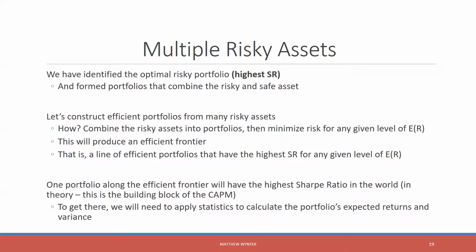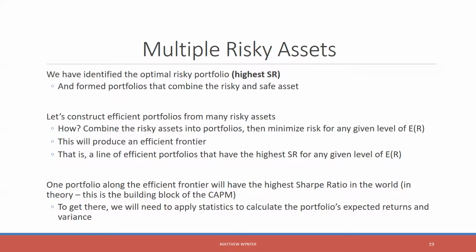Again, we've identified the optimal risky portfolio as the portfolio or asset that has the highest Sharpe ratio. And we form portfolios that combine the risky and the safe asset. As we combine multiple risky assets, we'll quickly see that the problem can be reduced to something very similar to what we had with one risky and one safe asset. Let's construct efficient portfolios for many risky assets. How? We're going to combine the risky assets into portfolios. Then we're going to minimize risk for any given level of expected return.